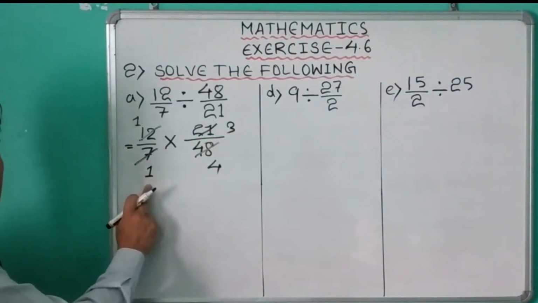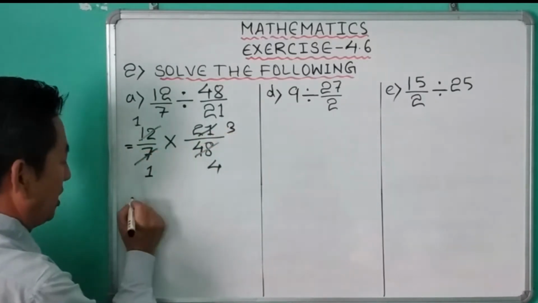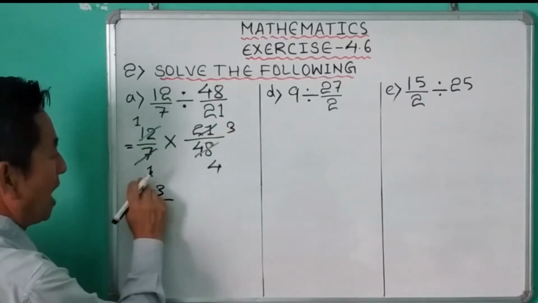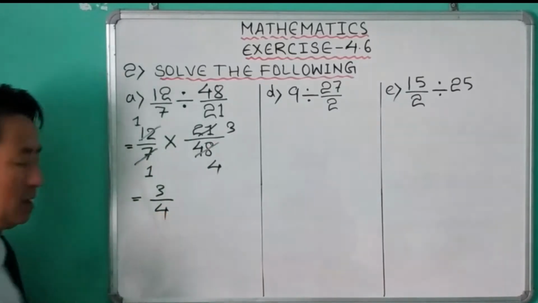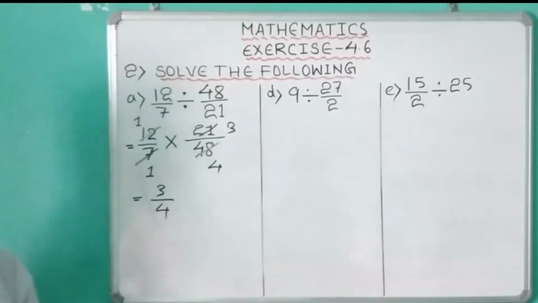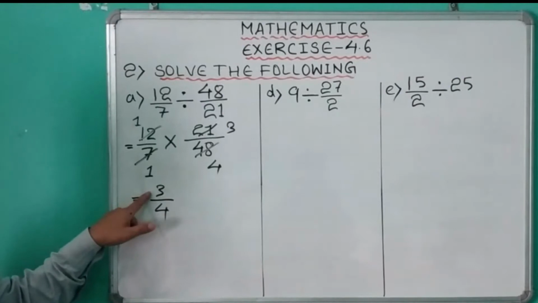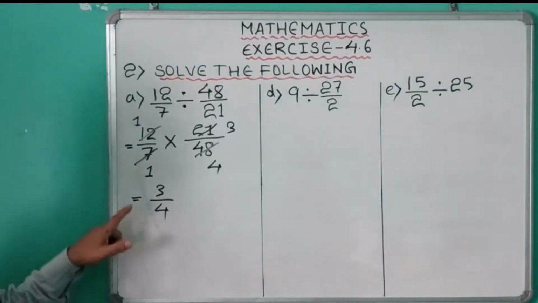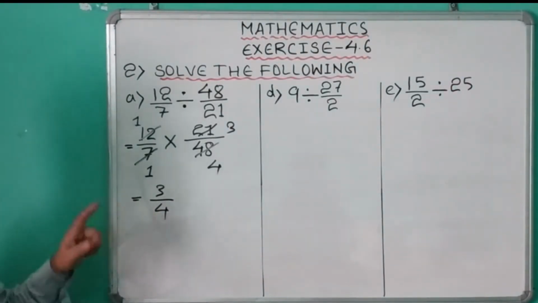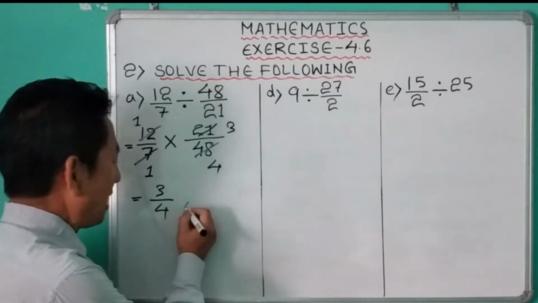1 by 1 into 3 by 4. 1 into 3, 3. 1 into 4, 4. This is a proper fraction. A proper fraction means a fraction whose numerator is less than the denominator. As you can see here, 3 is less than 4, so it is a proper fraction. Now we'll leave this answer as it is.